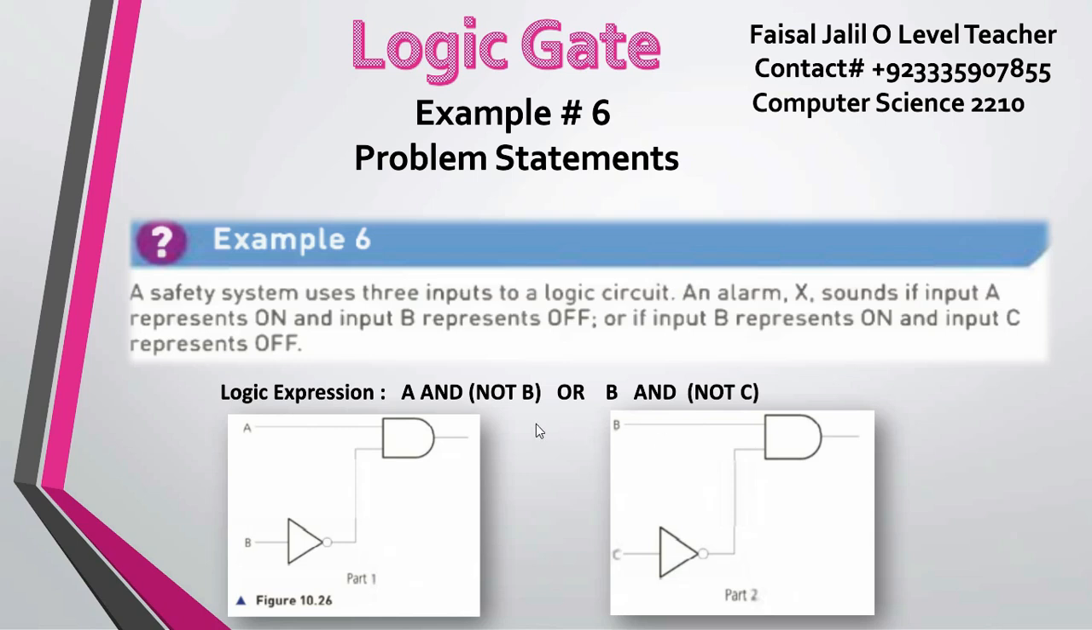I have just translated these two parts, this logical statement and this logical statement. This is part 1. I have drawn its logical circuit over here, and the part 2 logical circuit is over here. Now the final part, the final puzzle, is we have to join the outcome of this AND gate and this AND gate with the OR gate.